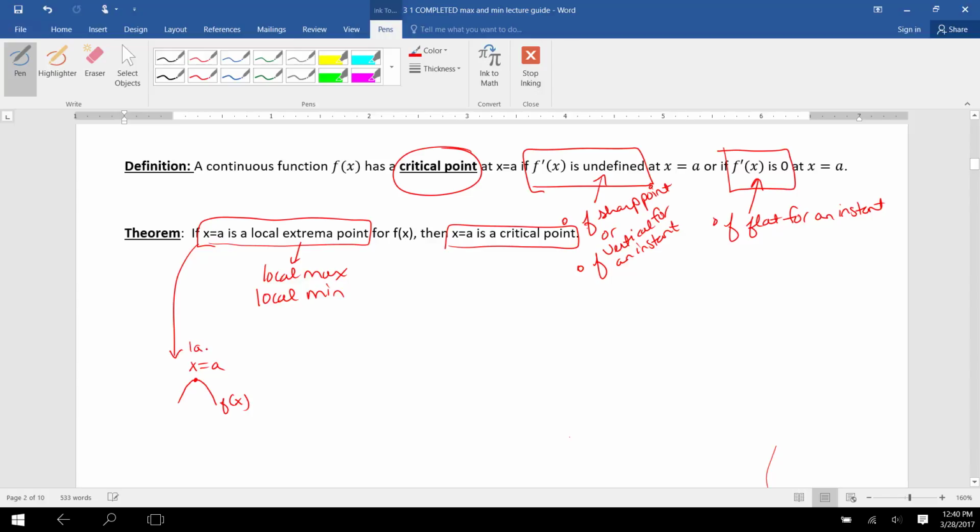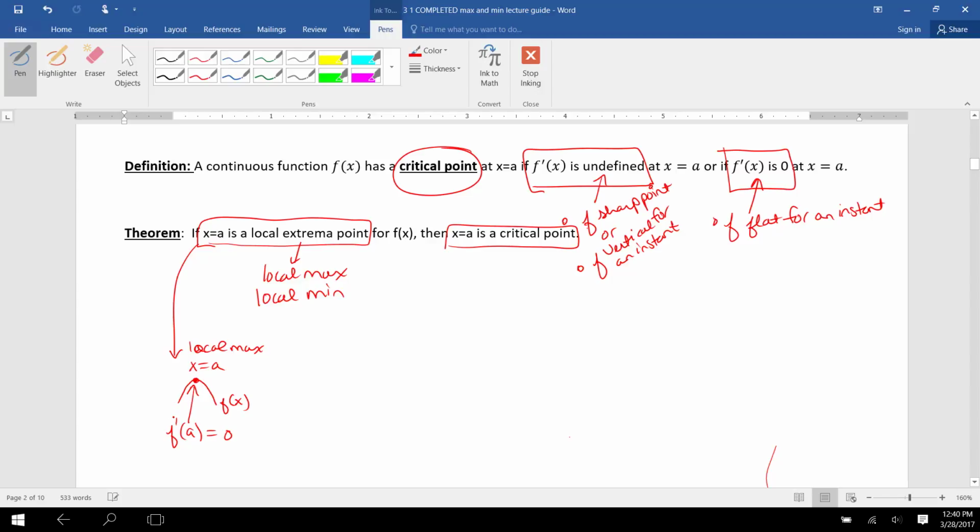You see the way I've drawn this, that we have a local max, the very highest point in the local region at x equals a. Now, the theorem says if you have a local max or min on f of x, then you're guaranteed that that point is a critical point. Notice on the graph I just drew, at this point in the tippy top, on that local max point, the derivative at that instant, f prime of a, would equal 0.